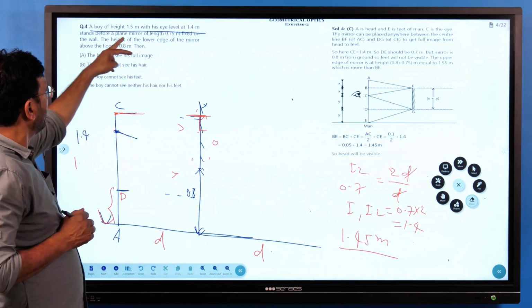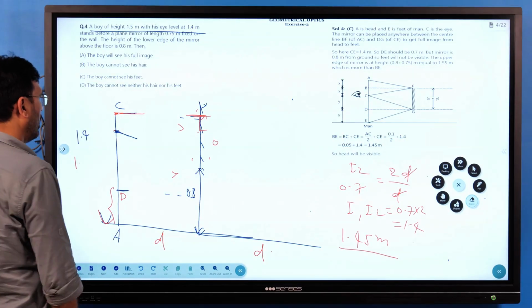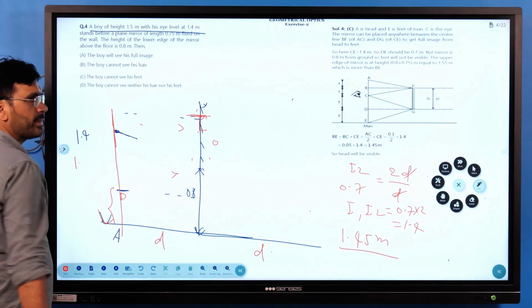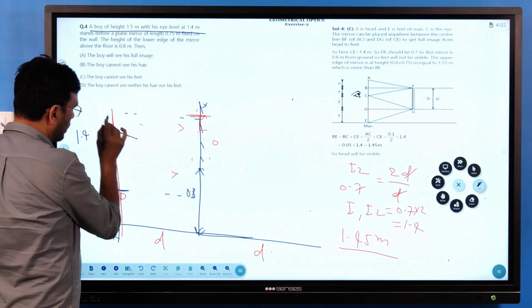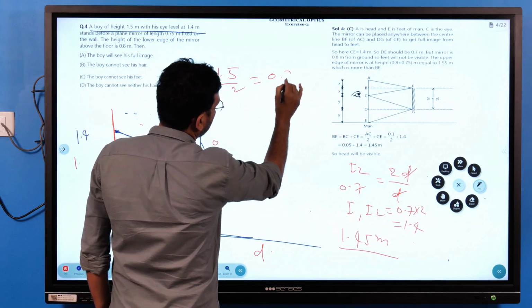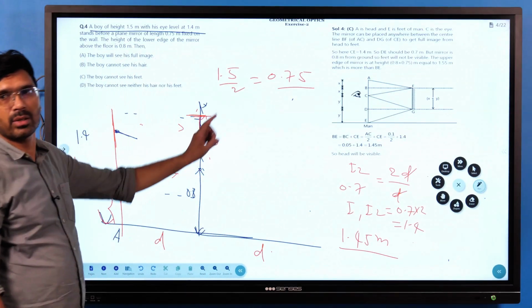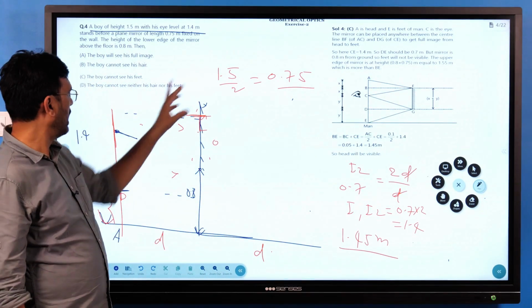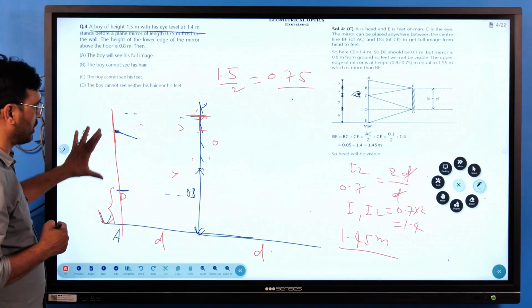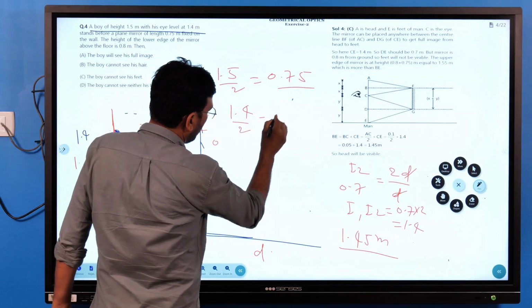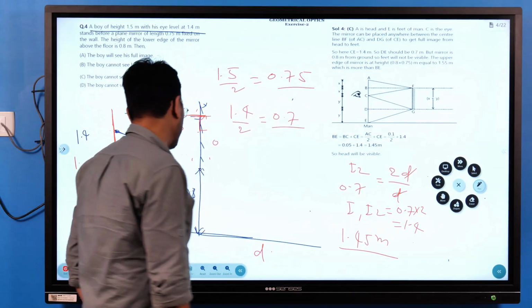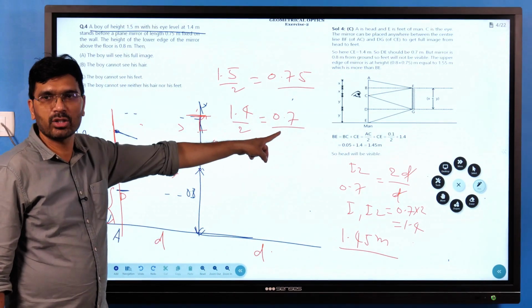First of all, the man's length is how much? 1.5 meter. So in order to see his full image, the length of the mirror should be 1.5 by 2, so 0.75. And at what height above the ground should the mirror be installed? Half of the man's height, but the man's height from the eyes actually. So this will become 1.4 by 2, so 0.7.